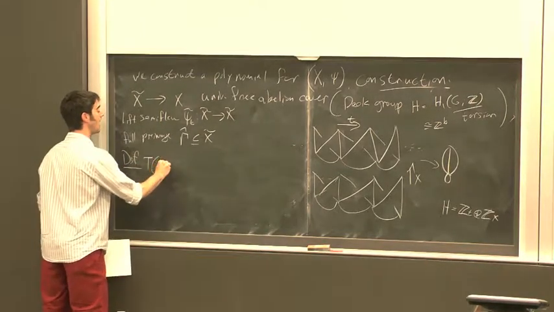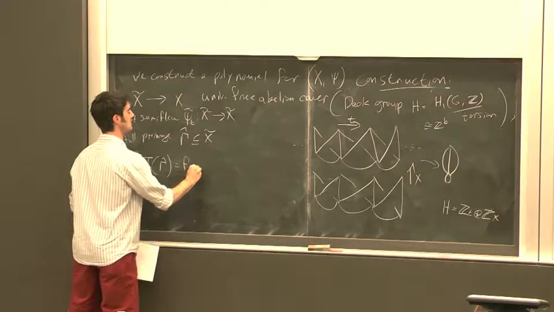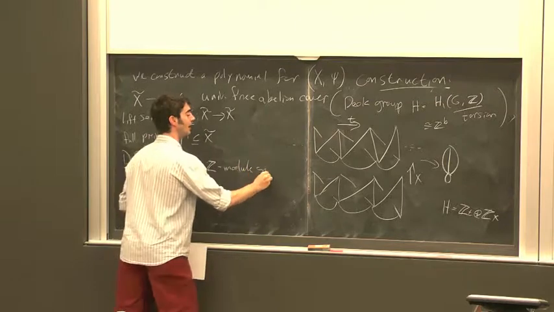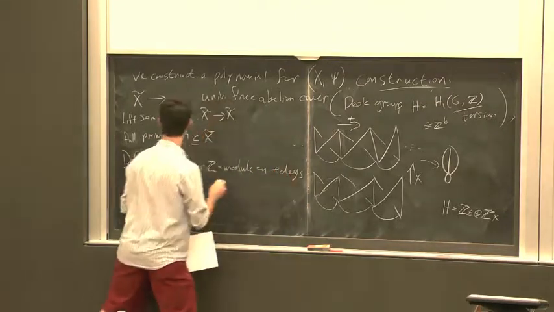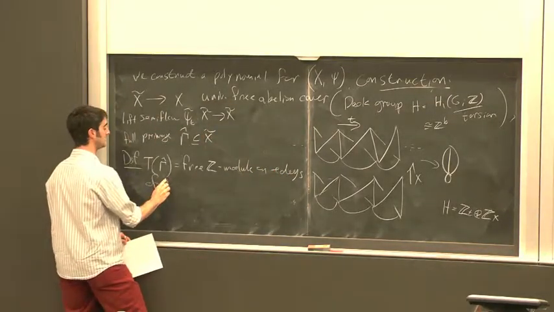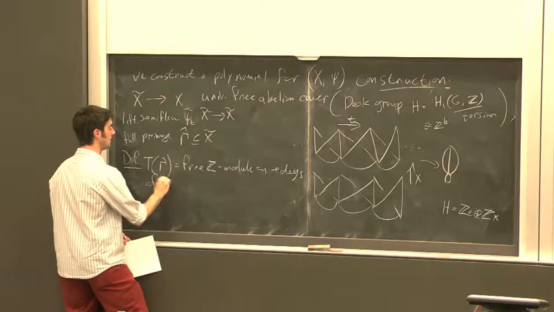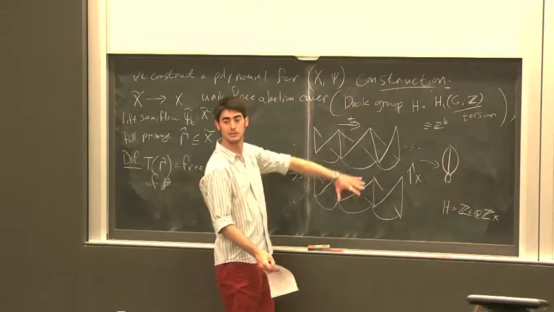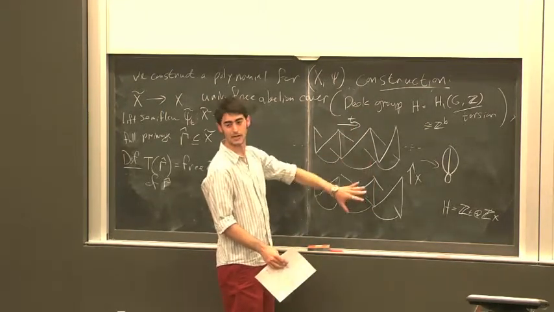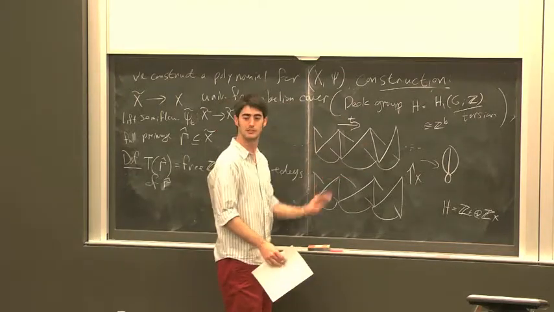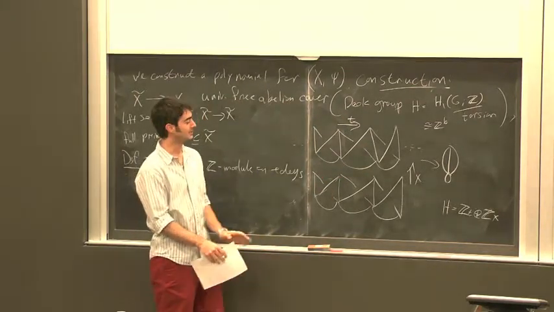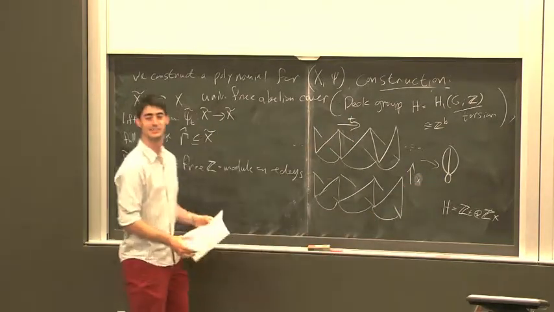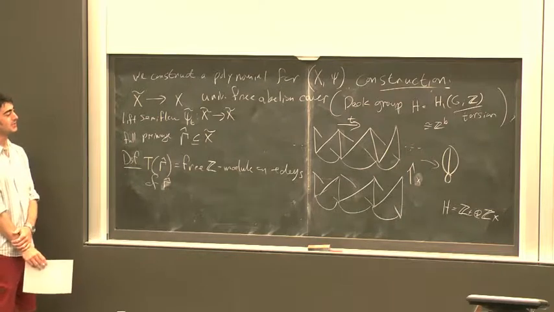Call it T of gamma hat. So this is going to be the free Z module on edges of gamma hat. So what's X in this picture? X is the deck transformation that shifts up. It's like just on the blackboard I have shifting up, and X is, this is little x, it's not big X, sorry. It's just the two generators of the deck group.